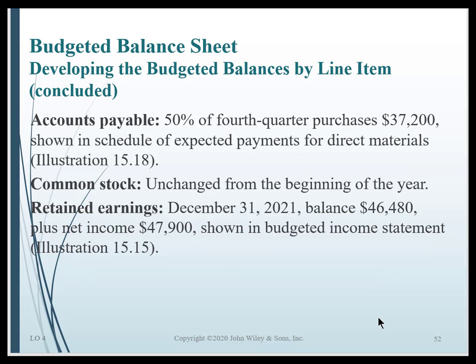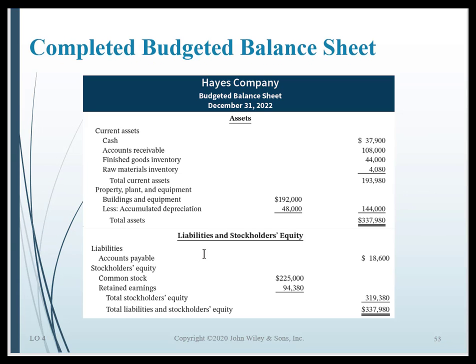Information about accounts payable. Again, we stated in an earlier example, it's 50% of the fourth quarter purchases. That's what we'll have at the end. Common stock is certainly not going to change in this instance. Retained earnings, the balance was 46,480. Now we also have income of 47,900 from our income statement. This all lines up now with this very big and long example that we've had throughout this video.